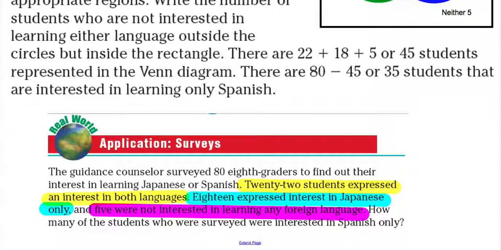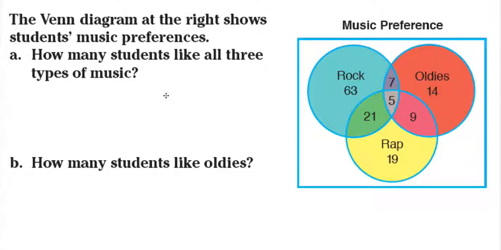Let's consider the next example. In this example, the Venn diagram has been given, and all we need to do is interpret what that Venn diagram is trying to say. The Venn diagram at the right shows the students' music preferences. How many students like all 3 types of music?